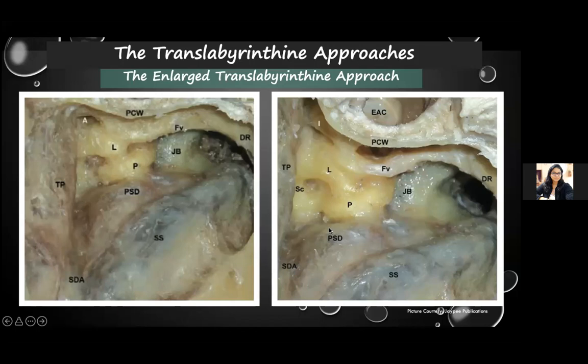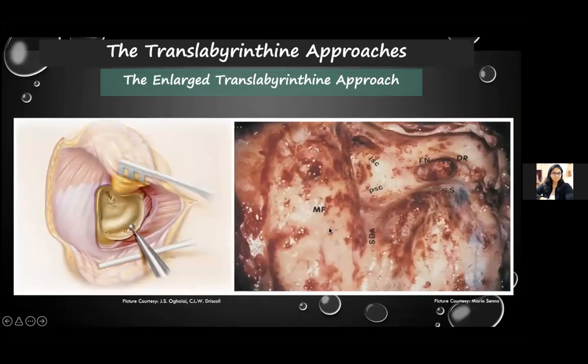Now, once this much exposure is achieved, the most important part of the translabyrinthine approach is to expose the sigmoid region. Here we can see the sigmoid region. When we are drilling along the sigmoid region, we should take care to remove the bone which is present behind us, posterior to the sigmoid region.